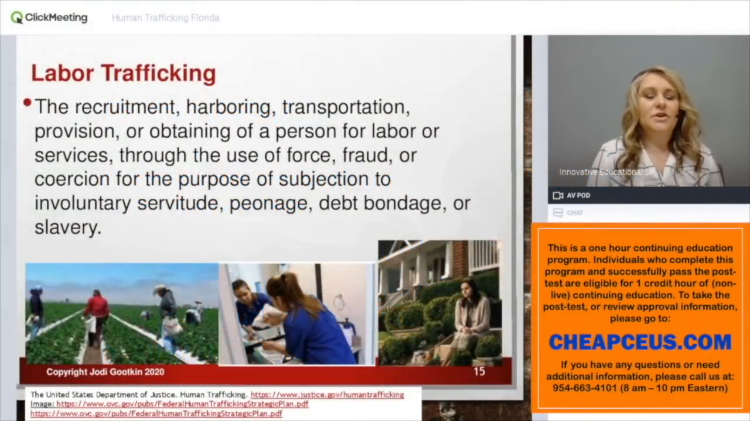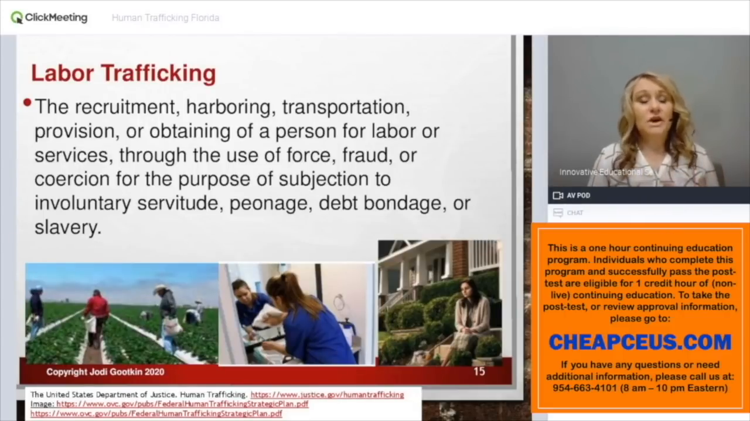Labor trafficking is occurring in many different settings. It's not just in the agricultural industry. It's also occurring in different factory type settings, in restaurant kitchens, also in domestic settings where the individual is confined to a home and forced to work in that environment and not allowed to leave. They've recognized it in construction, in hotels.